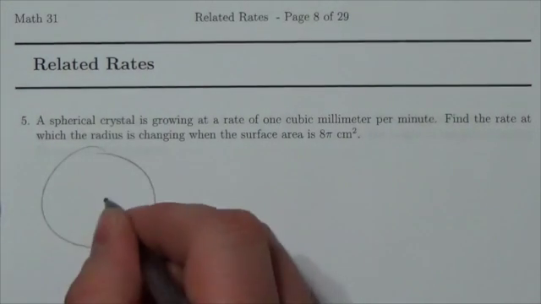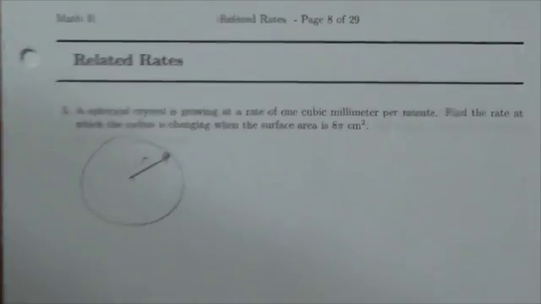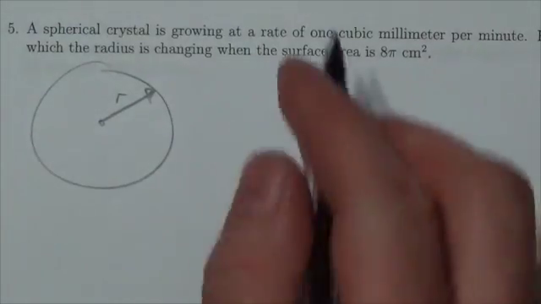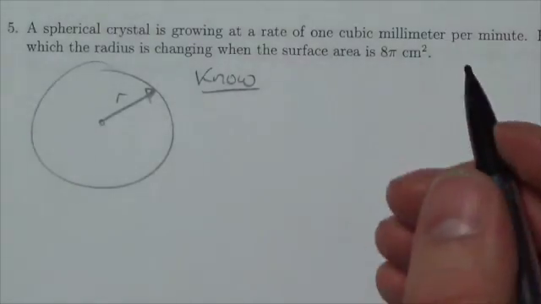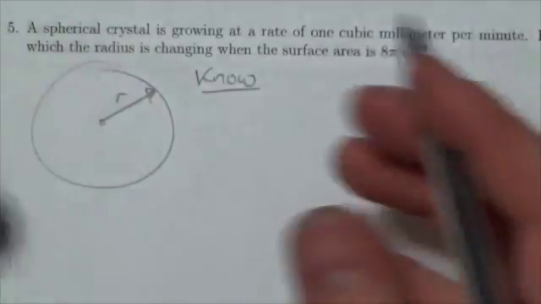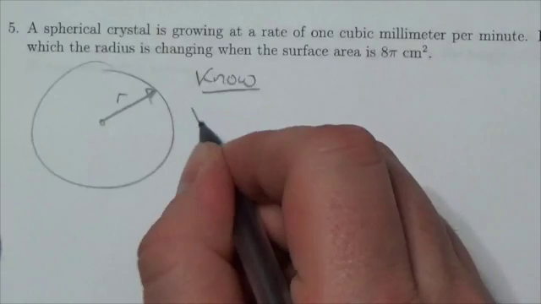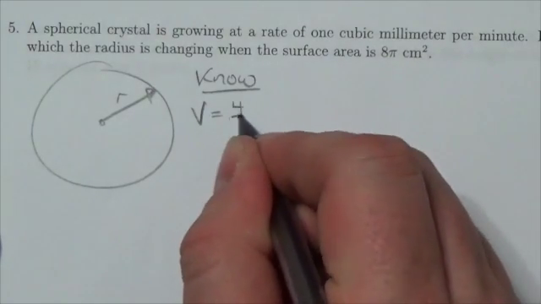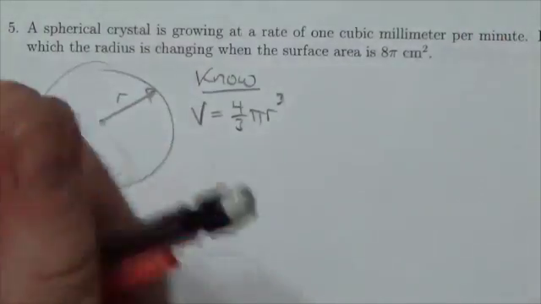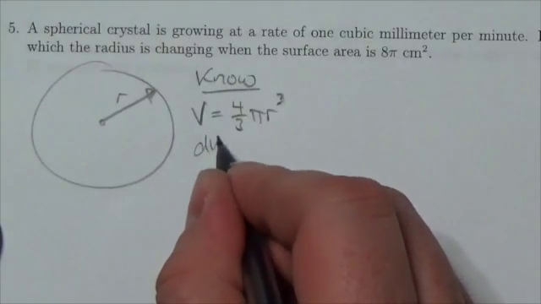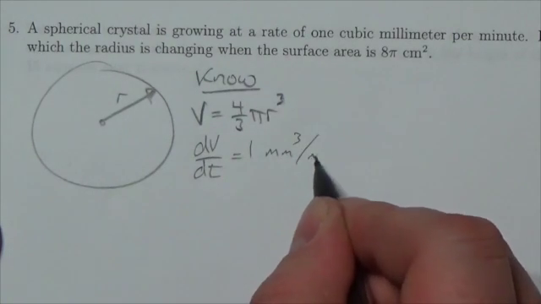So first of all, we're looking at a sphere. Here's my radius. I'll zoom in a little bit here. First of all, we're going to identify what it is that we know. We know we've got a sphere here, and we're talking about how fast it's growing, and we're talking about the volume changing because we have cubic millimeter per minute. So volume, the volume of a sphere is 4/3 pi r cubed. I also know from this question that the rate of change of volume is 1 millimeter cubed per minute.